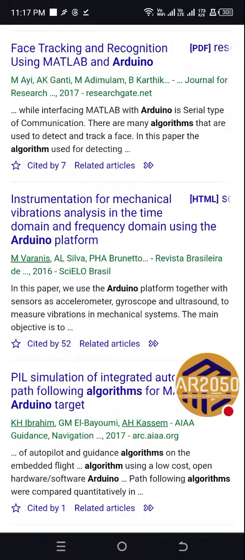Instrumentation for mechanical vibration analysis in the time domain and frequency domain using the Arduino platform. Well, this one is fascinating. You should definitely try these kinds of things. It will help you to level up your skills. When you implement these kinds of algorithms on your own, you will know what these algorithms are capable of, how powerful they are.